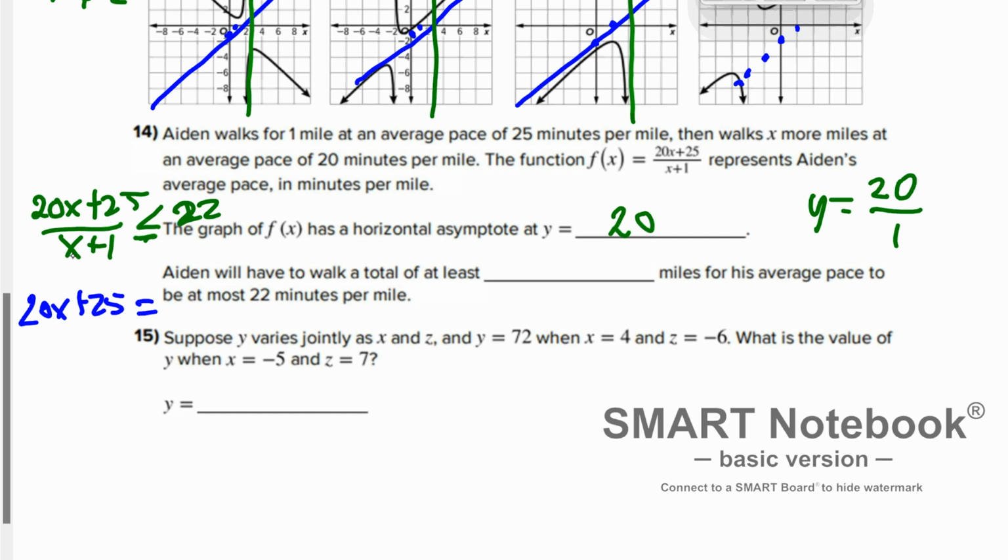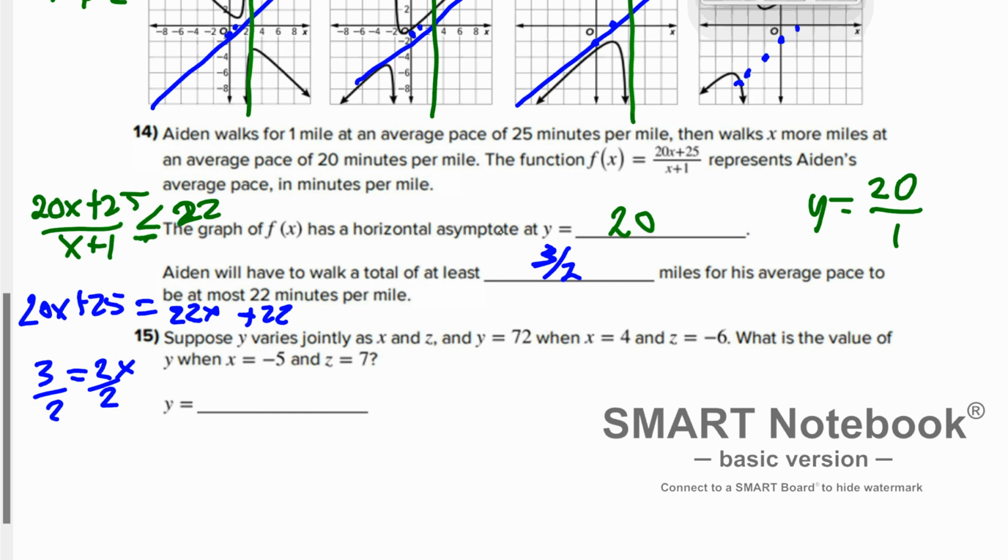Equals 22 times x is 22x, and then 22 times 1 is 22. So then solving this, we subtract over 20, right? So then we get 2x on this side, and then here we subtract 22 on both sides, and we get 3. So 3 halves. So our number is 3 halves. And looks like they already did the work for us. Aiden will have to get a total of at least 3 halves.